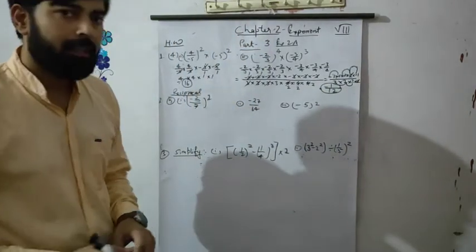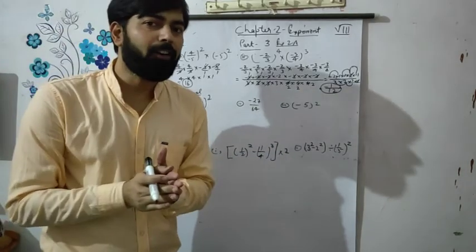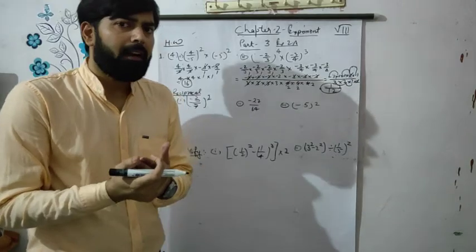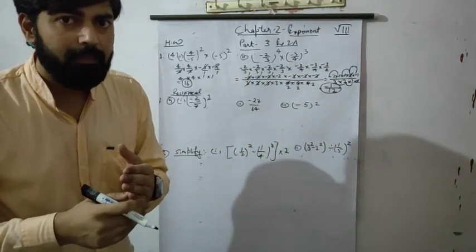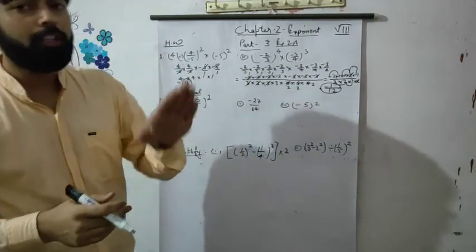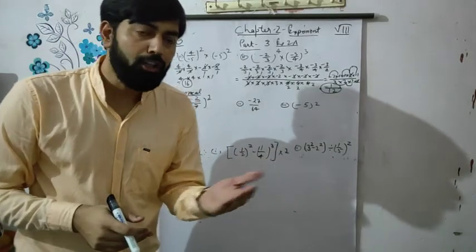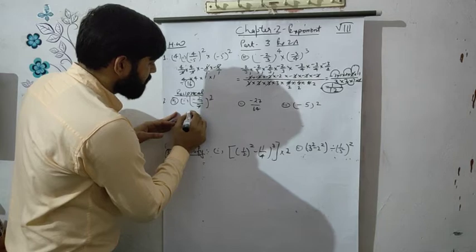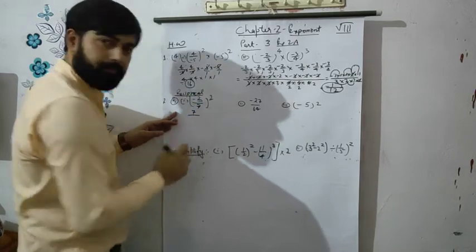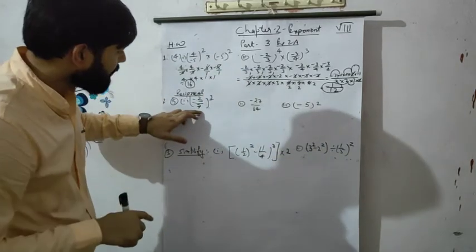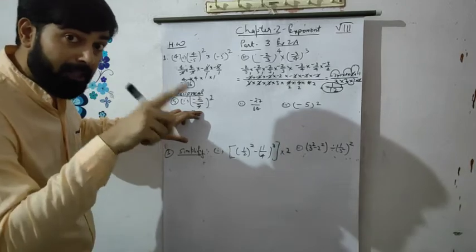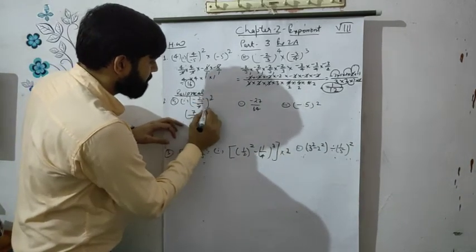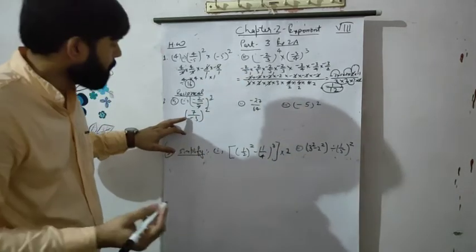Now second is a reciprocal. How can we convert any number or any fraction into its reciprocal? By interchanging the numerator into the denominator and the denominator into the numerator. So what is given here? Minus 3 upon 7. So 7, which is the denominator, becomes the numerator, and the numerator becomes the denominator. Then the power will be the same, power 2.